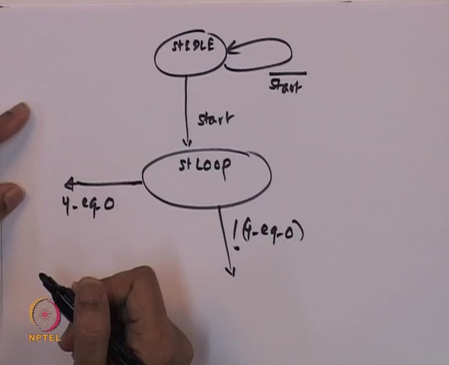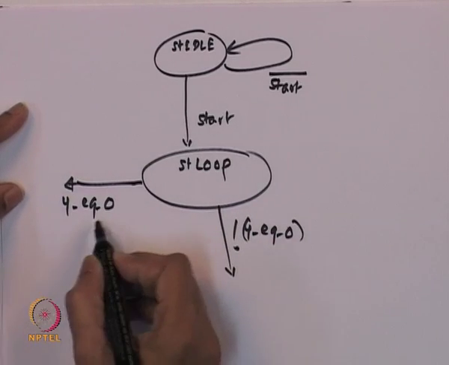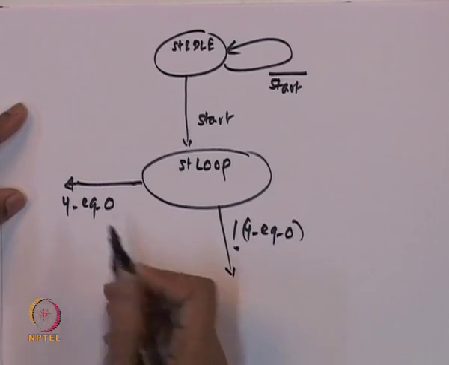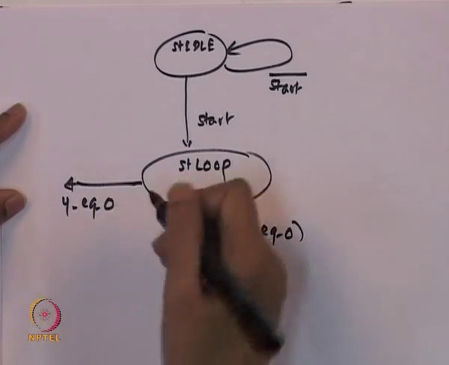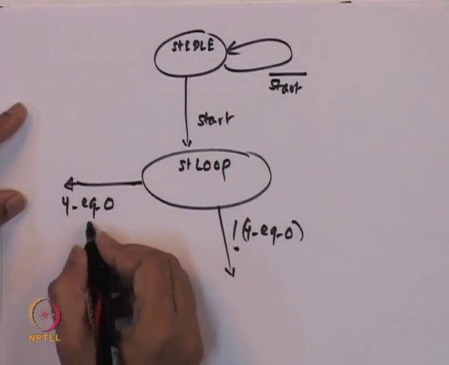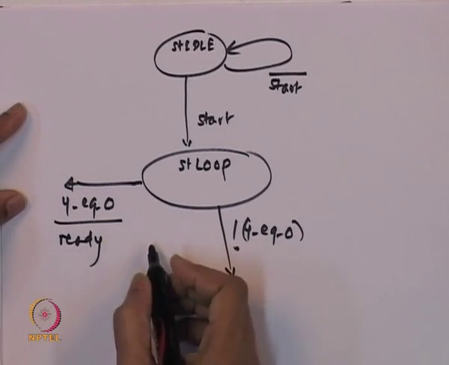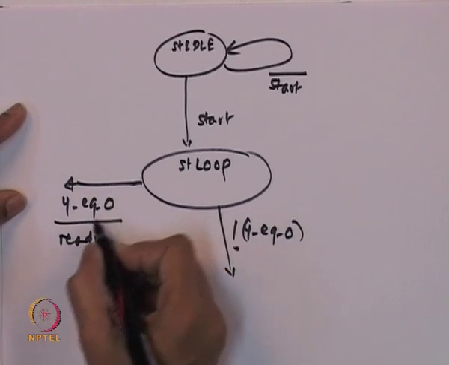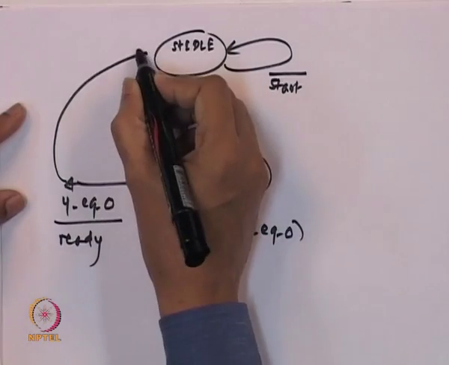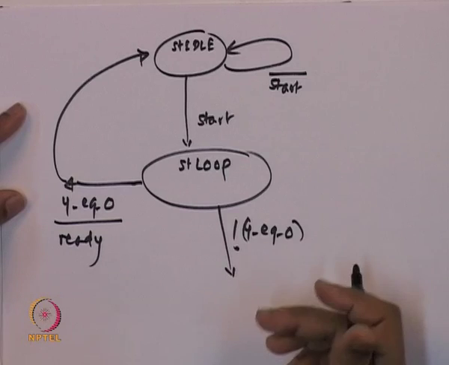If y is equal to 0, then that means the computation is done. So it is a situation to wait for the next start trigger. Immediately we will assert the ready flag, and in the next clock cycle we will go to the state idle, waiting for the start to be asserted.